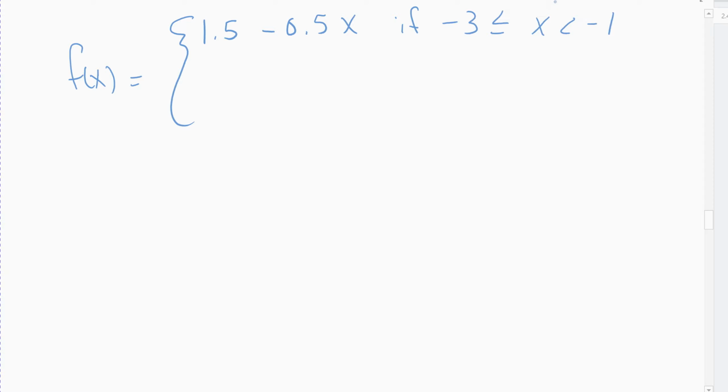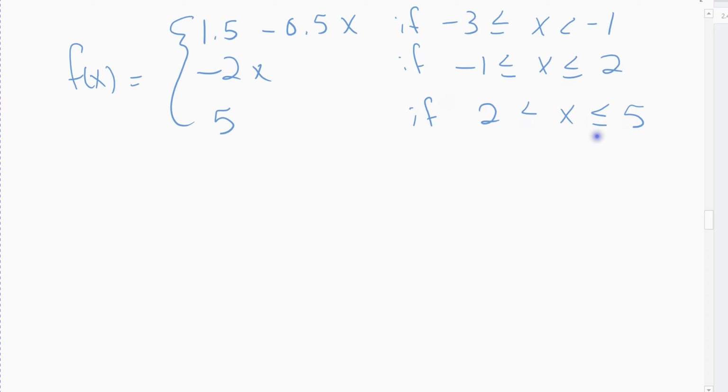Include negative 3, don't include negative 1. It's negative 2x if I'm between negative 1 and 2, including both negative 1 and 2. And then it's the constant 5 if I'm between 2 and 5. Oops, that can't be equal to, sorry. Between 2 and 5, not including 2 in this case, and including 5 in that case.